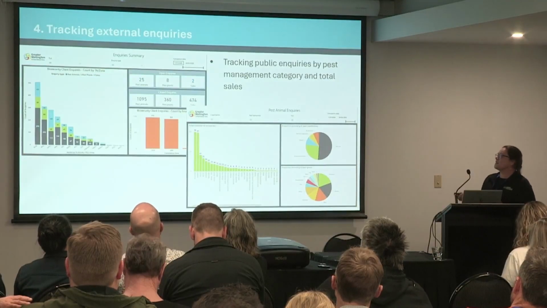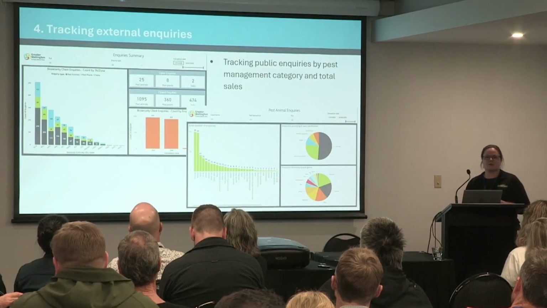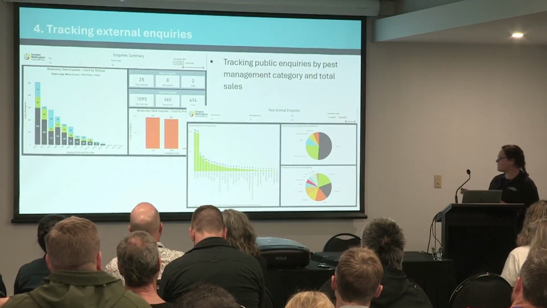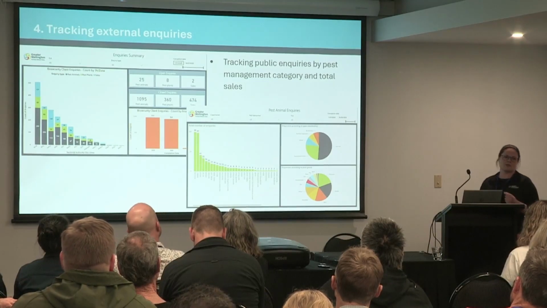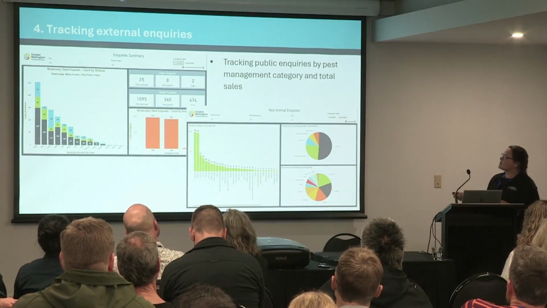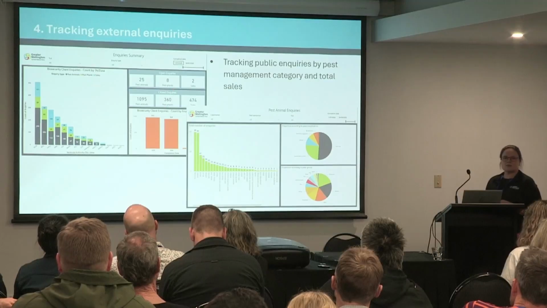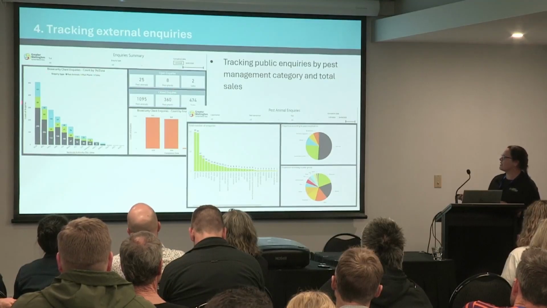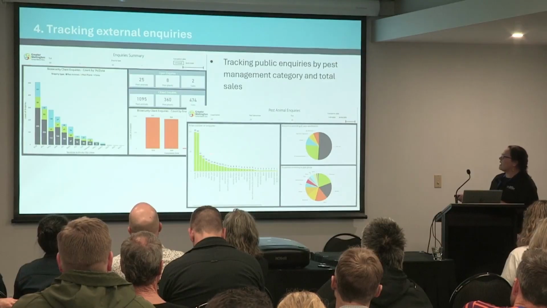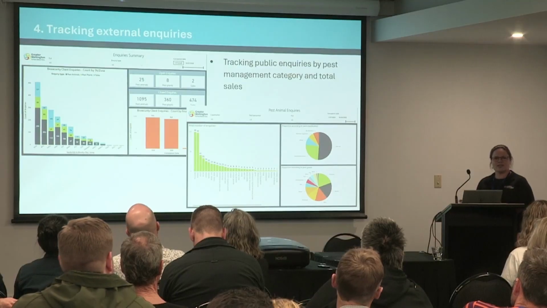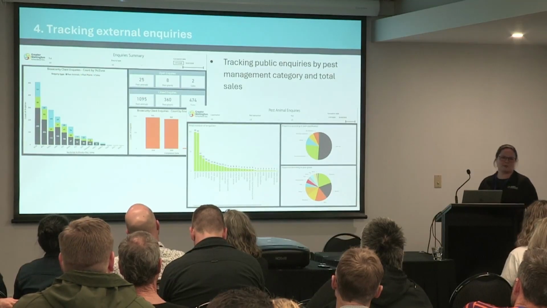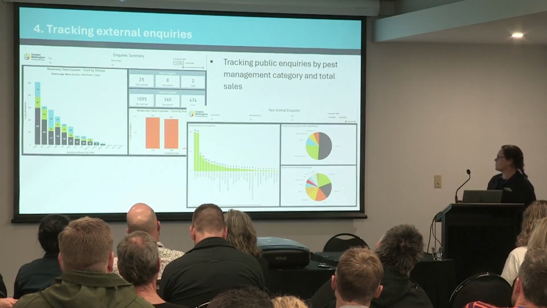Our fourth priority was tracking external inquiries. We've connected this to our Ozone database and look at public inquiries by pest management category, for our pest plants and pest animals inquiries, and the number of those over time, and whether we've got anything outstanding. This is also helping us identify what pest species the public is complaining about the most, and therefore where we potentially need to target our efforts as an organisation.